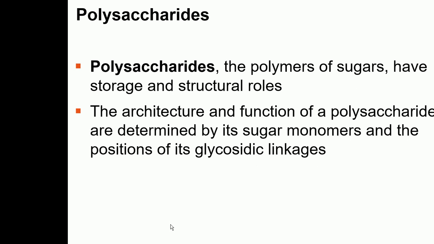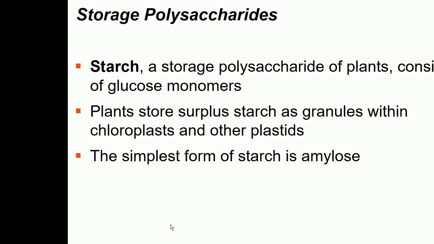Now polysaccharides. Polysaccharides are polymers of monosaccharides. So they have multiple monosaccharides linked together again by dehydration reactions, and these monosaccharides link to each other by glycosidic linkages. In polysaccharides, we are going to talk about two different kinds: storage polysaccharides and structure polysaccharides. Now storage polysaccharides are of two kinds we are going to discuss. One is starch, another is glycogen.